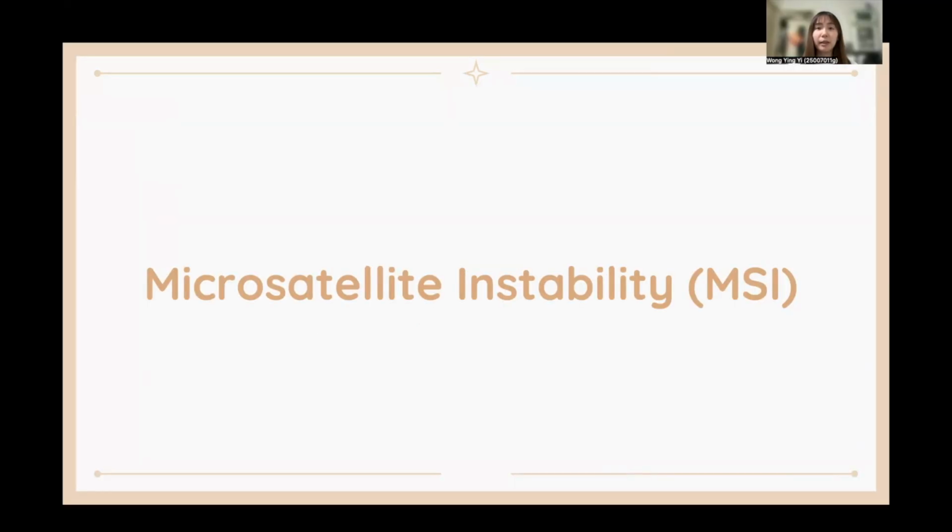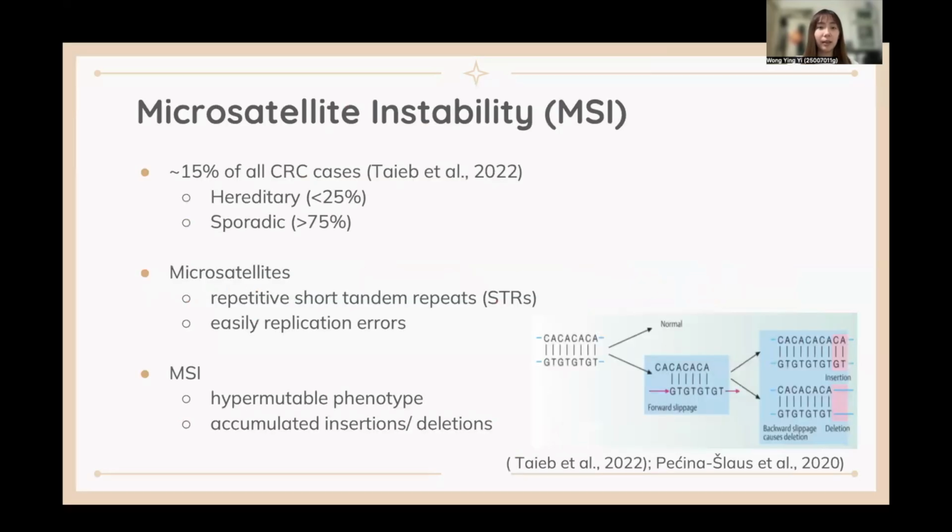For the second molecular pathway of colorectal cancer, I'm going to introduce microsatellite instability, MSI. It contributes about 15% of all colorectal cancer cases, in which less than 25% are hereditary cases, and the remaining cases are sporadic, which will be introduced by my group mates later. Now I'm going to focus on the hereditary cases.